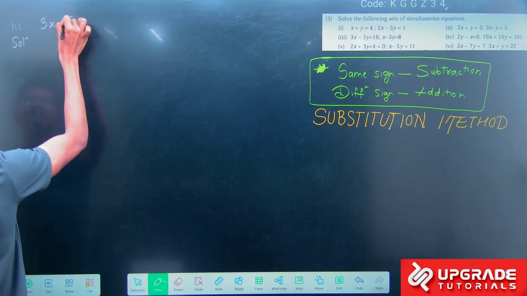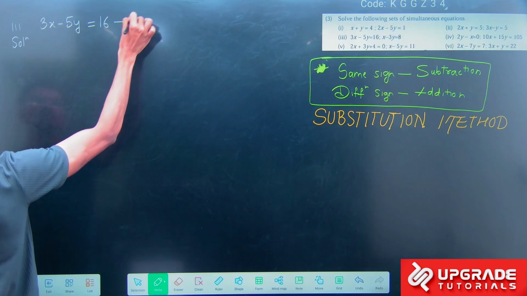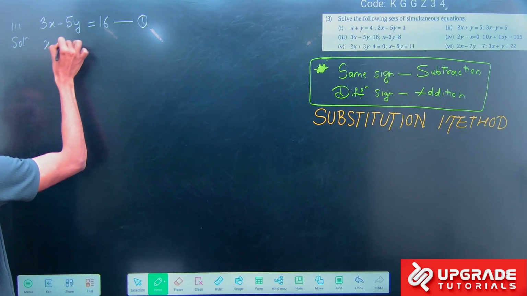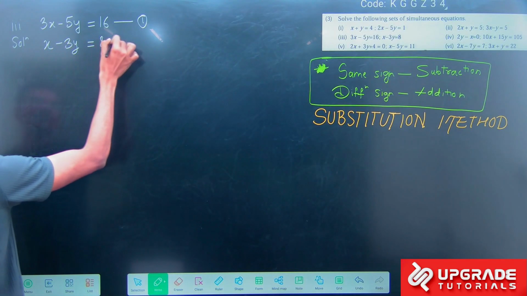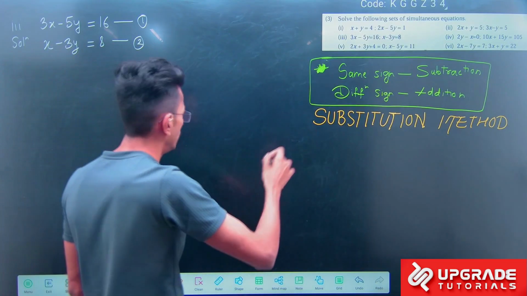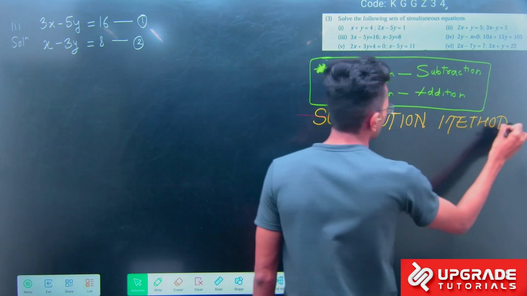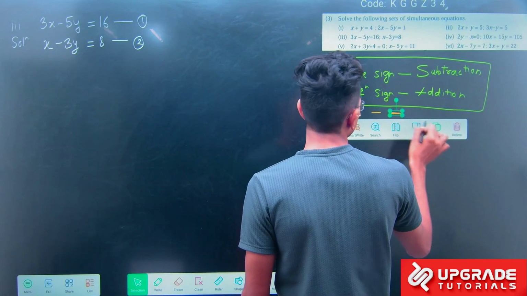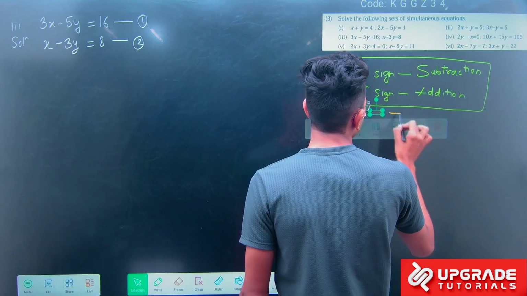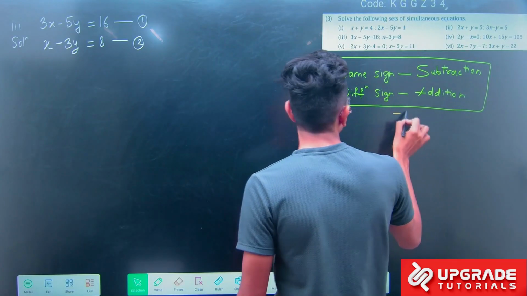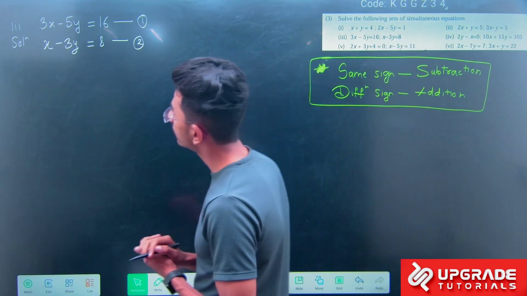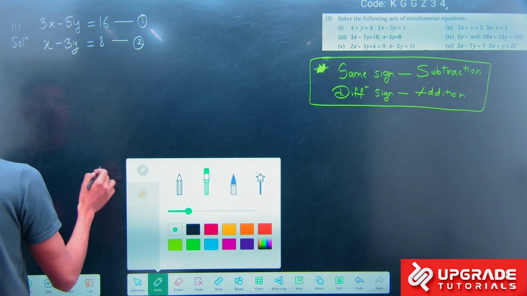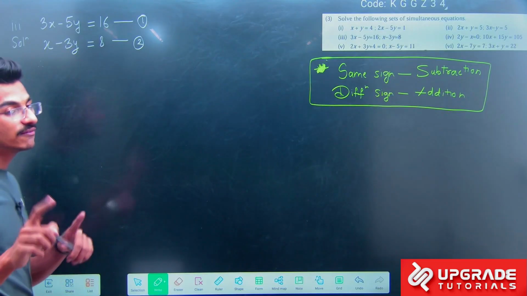Understood? 3x minus 5y is equal to 16, equation number 1, and x minus 3y is equal to 8, number 2. We will solve it by elimination method. Now, how to solve it by elimination method? What I have said in elimination method, check the value of coefficient.